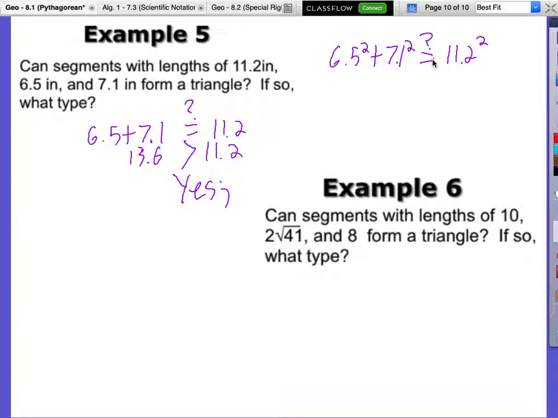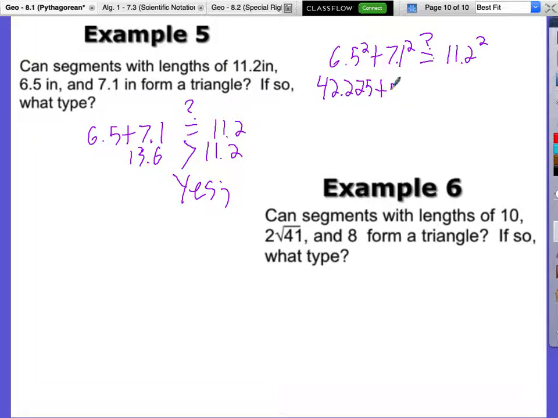So we do this because it looks similar to our Pythagorean theorem, but this time we're asking, are they equal? Because if they are equal, it's a right triangle. If they're not, then it's either obtuse or acute, and we can figure out which. So we take 6.5 squared, and we'll get 42.25.